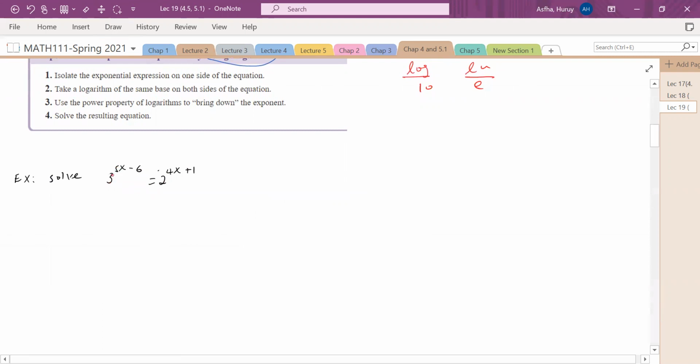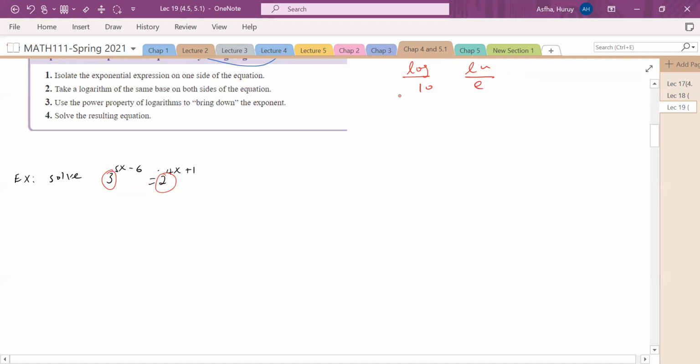Here we have 3 to the power of 5x minus 6 equals 2 to the power of 4x plus 1. As you can see, we cannot use the equivalence property because we have a 3 here and a 2 here, which are not the same. But what we can use is converting this to a logarithmic expression. Here we have exponential expressions on both sides, so I can take the logarithm of both sides.